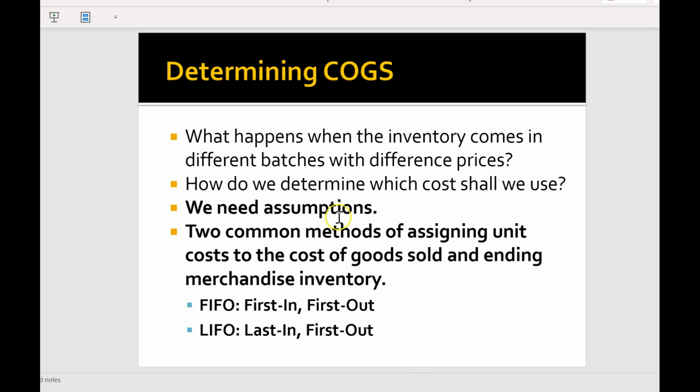So in that case, we need assumptions. Two common assumptions we are using, other than average and so on, would be first in, first out, and last in, first out. I'll be discussing first in, first out and last in, first out in a detailed example in a minute. So I'll leave this here and we will come back to this.